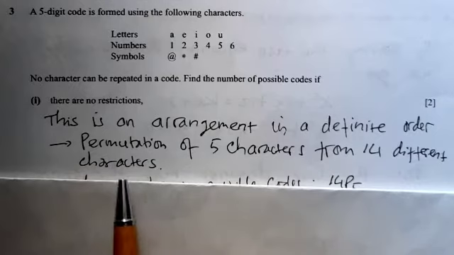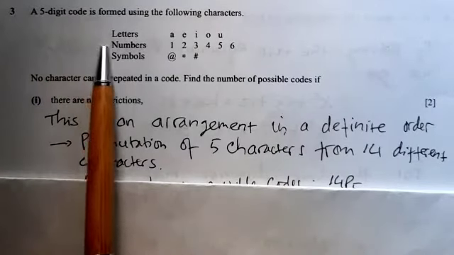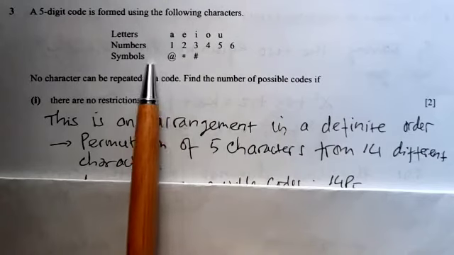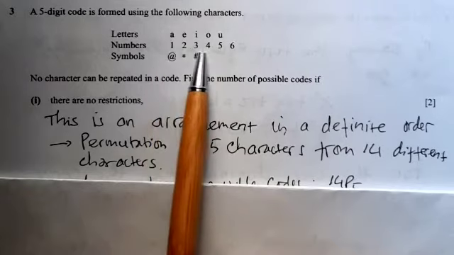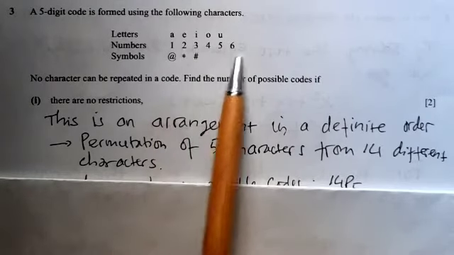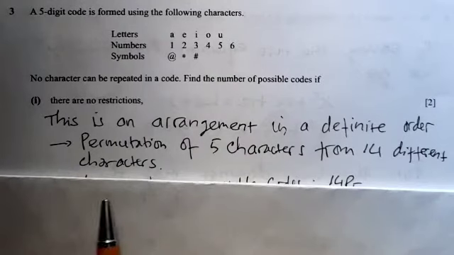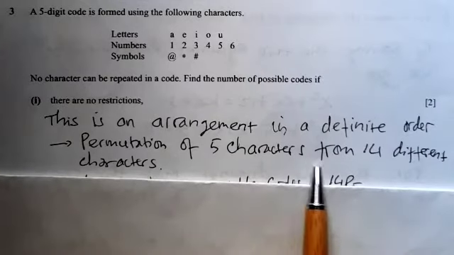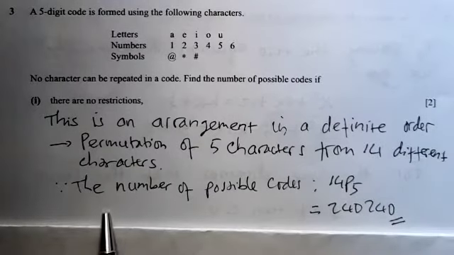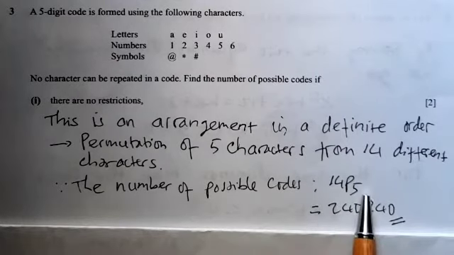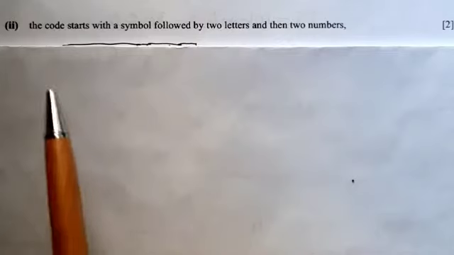Thus, a 5-digit code from these characters. The total of these characters is 5 plus 6, that is 11, plus 3, that is 14. Thus, there are in total 14 characters. That is a permutation of 5 characters from 14 different characters. Thus, the number of possible codes is 14 permutation 5, that is 240,240.